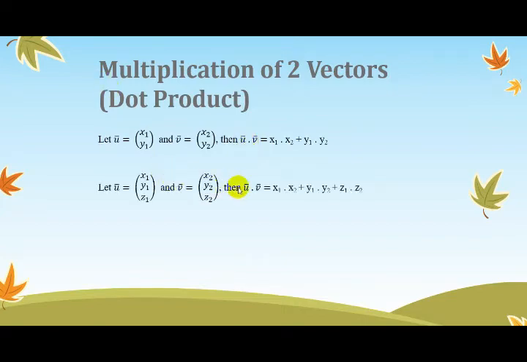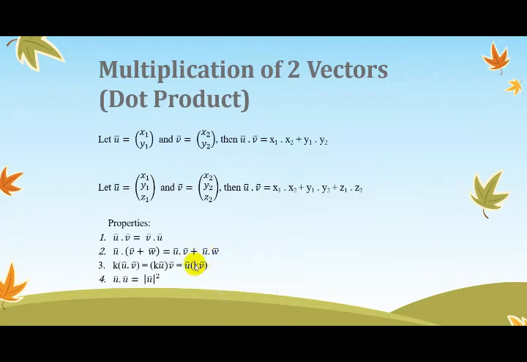Then for 3 dimensions, it is similar. Vector u times vector v: just multiply the first components, second components, and third components, and find the sum. x1 times x2 plus y1 times y2 plus z1 times z2. These are the properties: commutative, and then distributive. And it is very important, number 4: vector u times vector u equals the length of u squared.